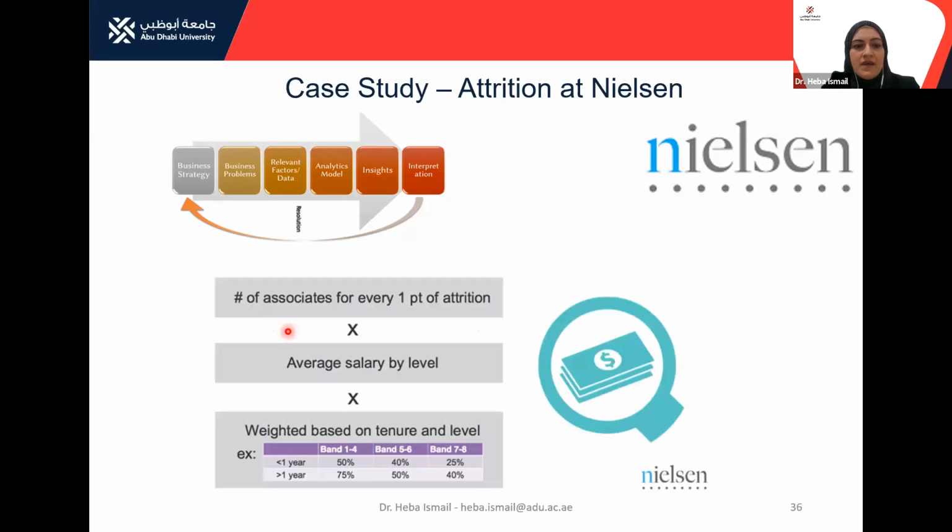So they came up with this very simple equation, multiplying the number of associates for every 1 point of attrition times the average salary by level times the weight based on tenure and level. This formula would give us the score which we are looking for in a regression model, trying to associate the most relevant factors with the problem of attrition.